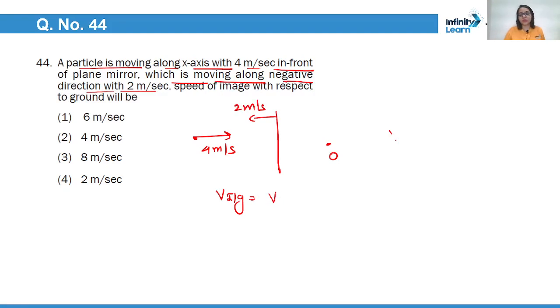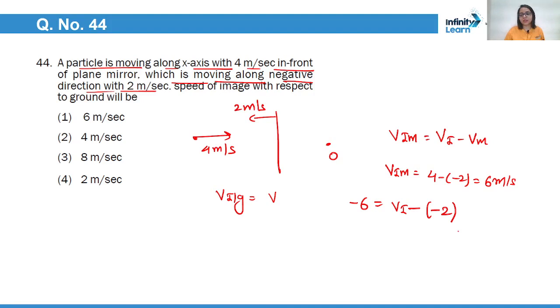You can write it as the speed of image with respect to mirror is the speed of image minus the speed of mirror with respect to ground. So over here, let's find the speed of the image first. So what is the speed of image with respect to mirror? If you look at it, it should be 4 minus of minus 2, that is 6 meters per second, but in the negative direction. So this will be minus 6, equal to the speed of image minus the speed of mirror, which is minus 2.